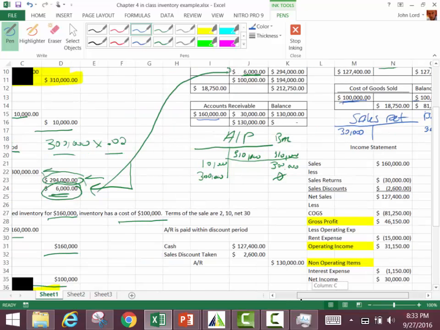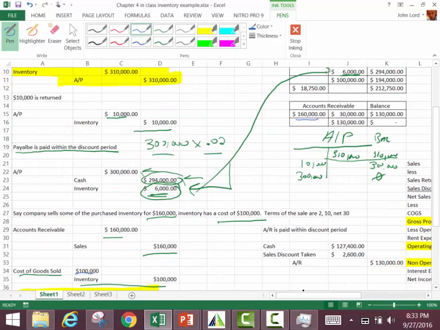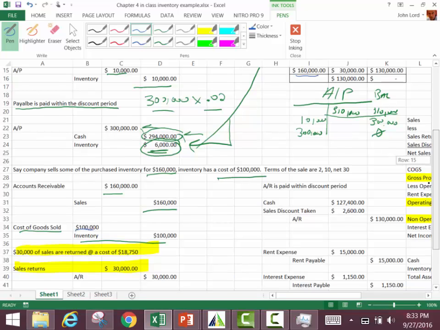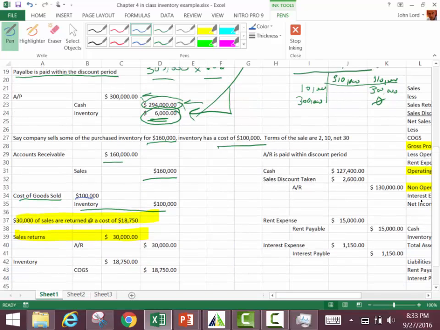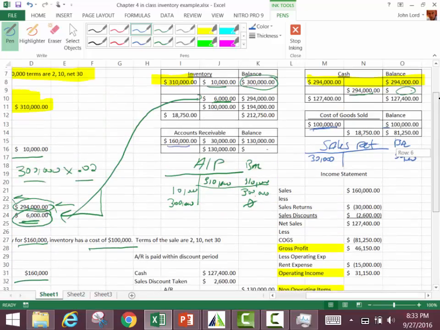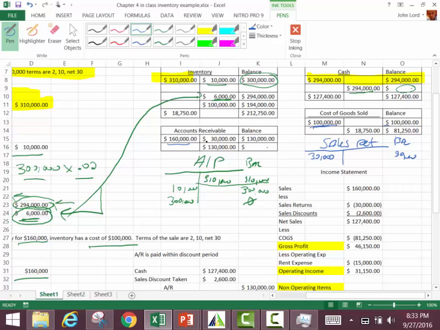But then what happens? Then they go ahead and send me back this 30,000 worth of sales. So I debit my sales return for 30,000. I credit my accounts receivable for 30,000 because if the guy's sending me the stuff back, then there's not an expectation that he's going to pay me the full 160,000, right? So now he only owes me 130 because he sent me 30,000 worth back, right?